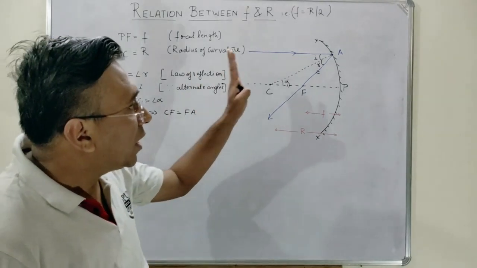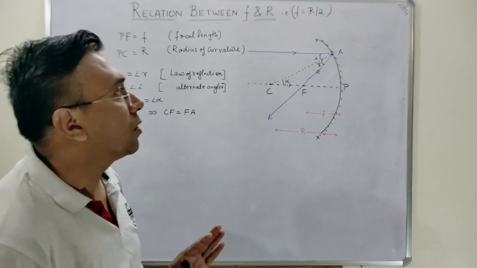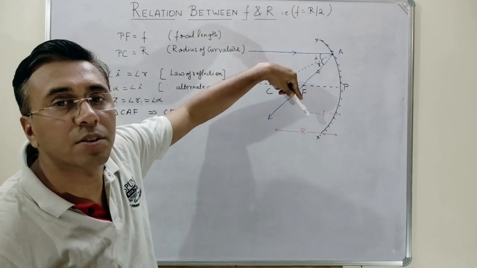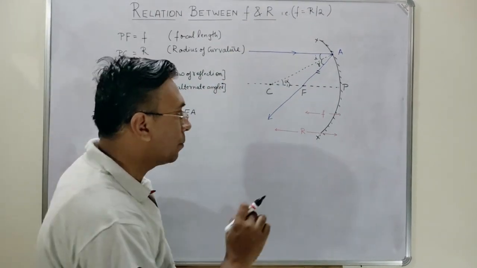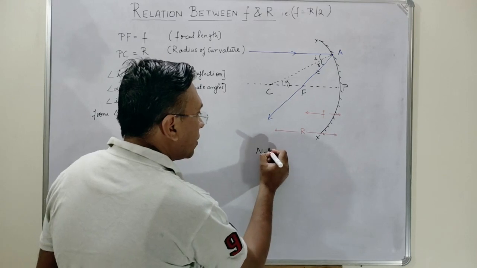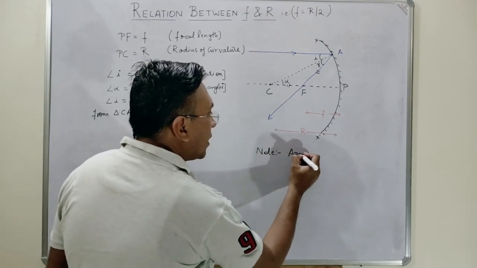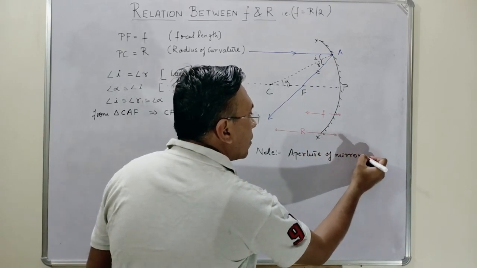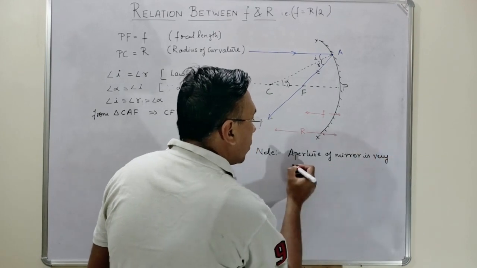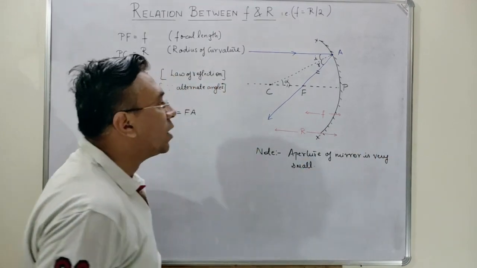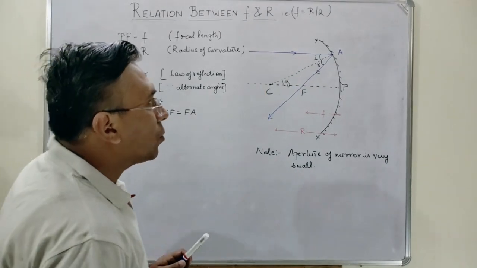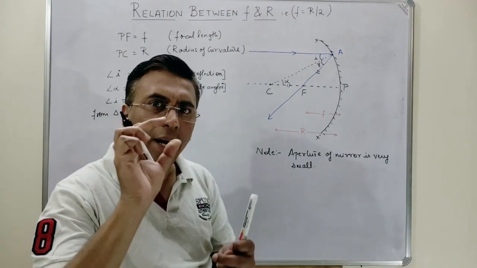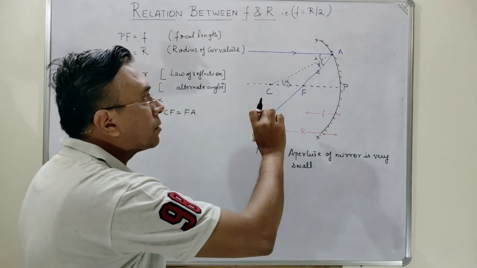Now, for this entire figure which we have drawn, we have considered that the aperture, that is the size or the diameter of this mirror, is very small. Remember, you can write down a note that the aperture of the mirror is very small. Now since the aperture of the mirror is very small, this point A will lie very close to point P. That means A and P will be very close to each other.